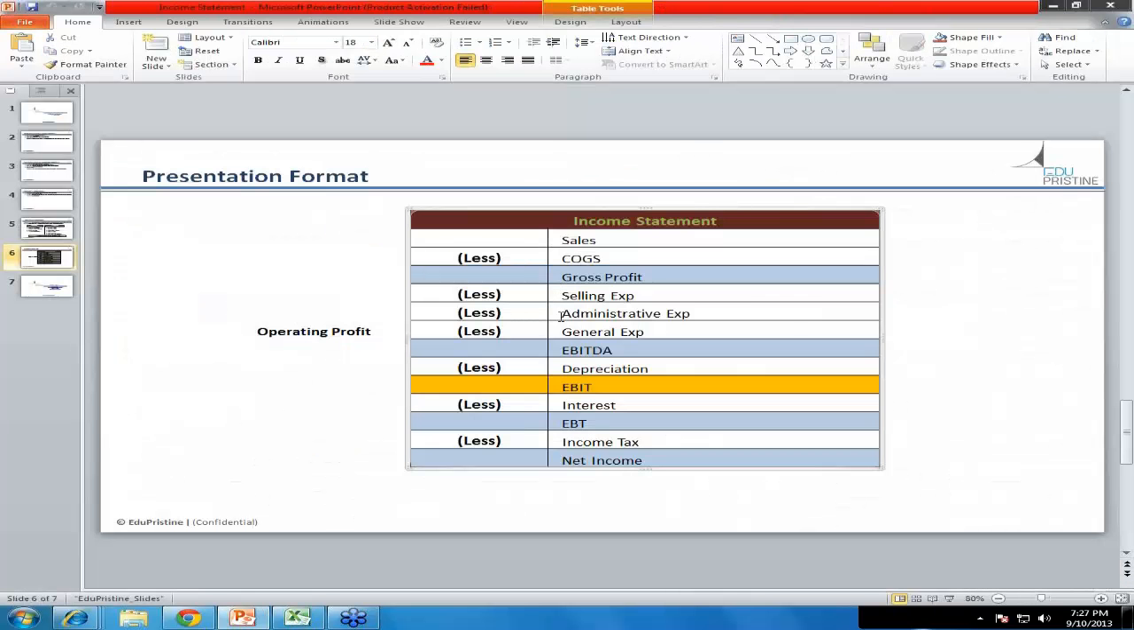The selling, general, and administrative expenses, typically shortened to SG&A, bring you to operating income, or EBITDA, which stands for earnings before interest, taxes, depreciation, and amortization. Amortization is the depreciation equivalent of intangible assets.